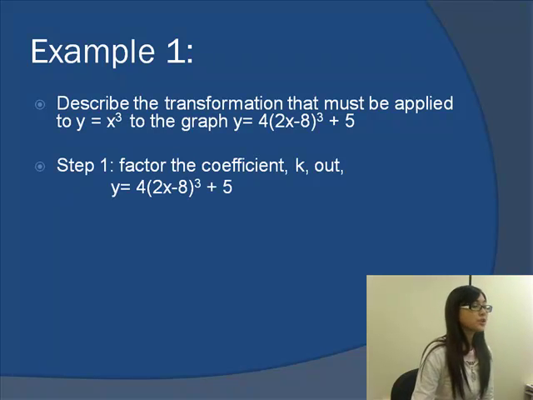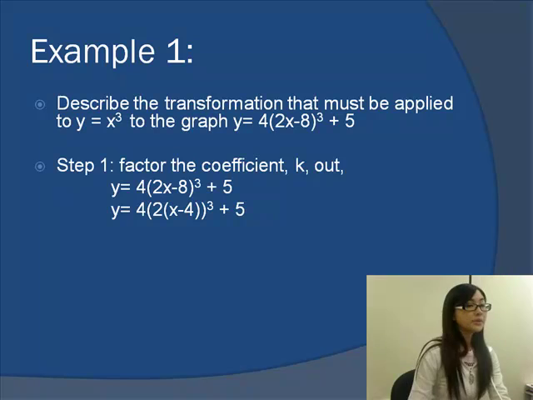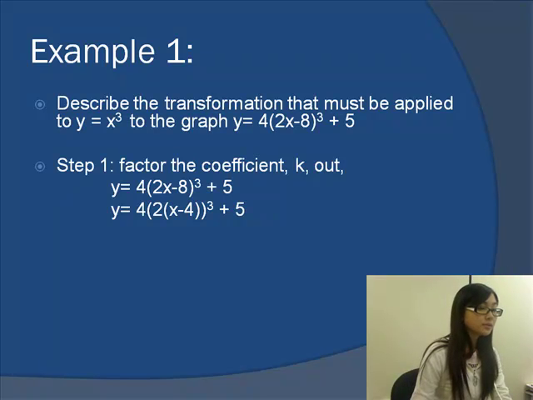So once again, we have to start out by writing our original equation, and then we factor the k out. In this case, it will be 2. Keeping in mind that sometimes when you factor the k out, the horizontal shift, which in this case is 4, may no longer be an integer, but rather a fraction.